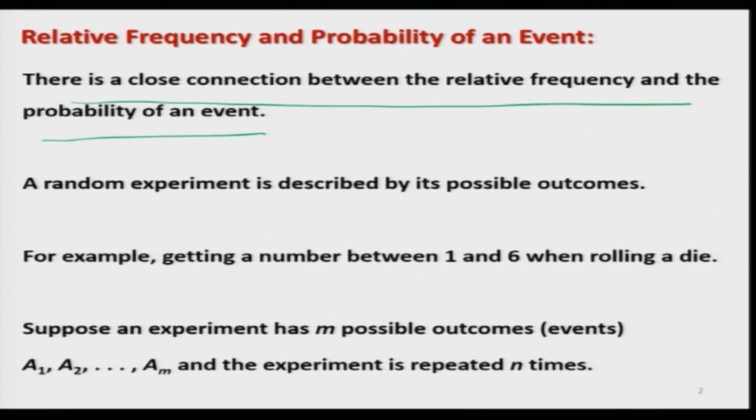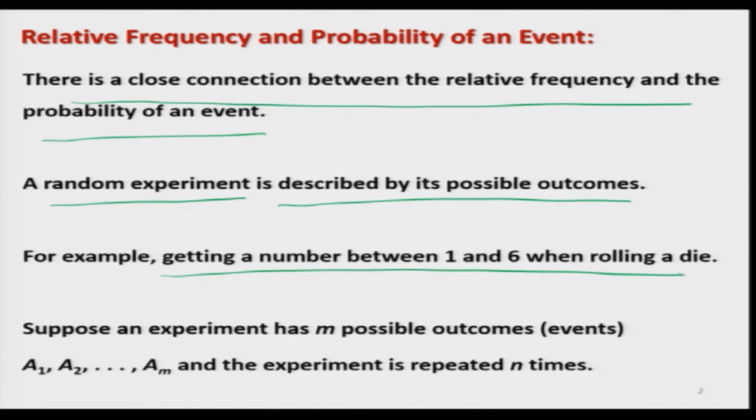Whenever we are conducting an experiment, we mean that our experiment is random. For example, if you are tossing a coin, you know the possible outcomes, either head or tail, but unless you have tossed the coin, you do not know whether you are going to get a head or a tail. From that point of view, we call this experiment a random experiment. This random experiment is described by its possible outcomes. For example, when you roll a die, you get a number between 1 to 6.